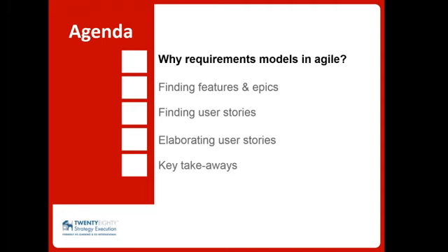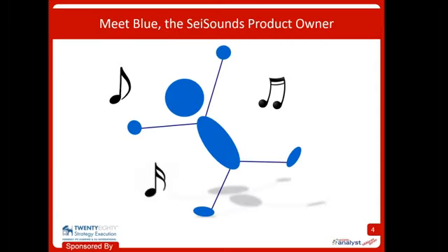So this is a quick look at the agenda for what we're going to talk about today. We're going to start at the top with, why do we even care about using models in Agile? What does that mean? Why is that important? And then we're going to get into some really good tactical stuff, like how do I use models to help me find features or epics? How do I use them to find user stories? Once I have a good backlog of user stories, then I could think about how do I use models to elaborate those stories even further. And at the end, I'm going to leave you with a couple key takeaways that you can take back to your projects, hopefully immediately. So with that, let's dive right in.